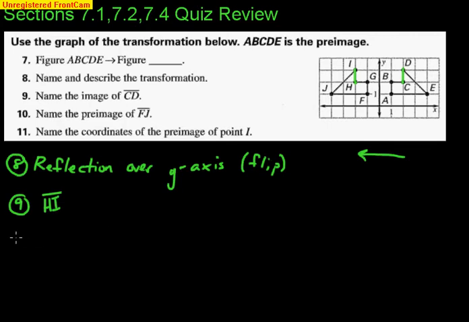Okay. And then we'll do number 11. So we skip 7. We skip 10. We'll do: name the coordinates of the pre-image of I. So here's I right here. So it looks like if I flip around, D is part of that pre-image. So I'm looking for the coordinates of D. The coordinates of D are 2, 3.